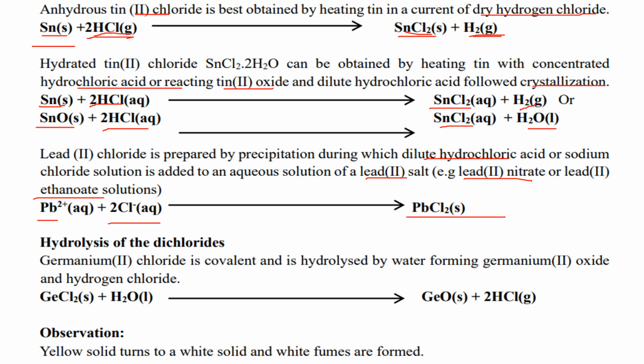Now looking at the hydrolysis of the dichlorides, if you hydrolyze germanium(II) chloride, you are going to get germanium monoxide together with hydrogen chloride gas. Germanium(II) chloride is covalent and is therefore hydrolyzed by water, forming a monoxide and hydrogen chloride gas. The observation is that the yellow solid, germanium(II) chloride, turns to a white solid, because oxides are white, and white fumes are formed.